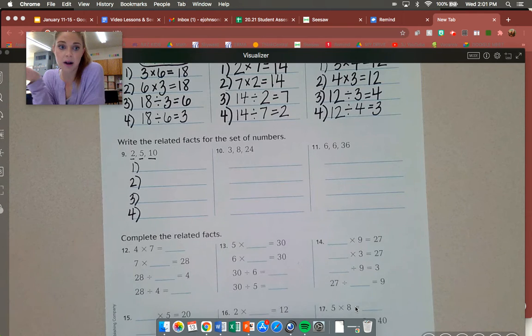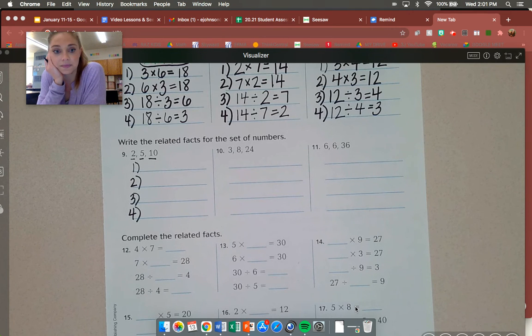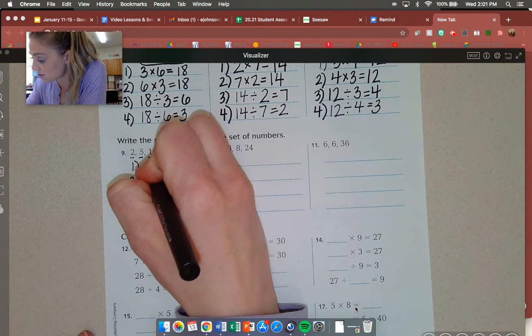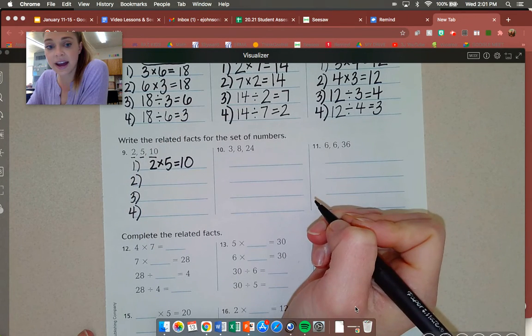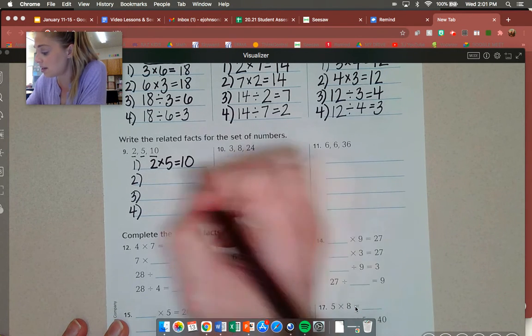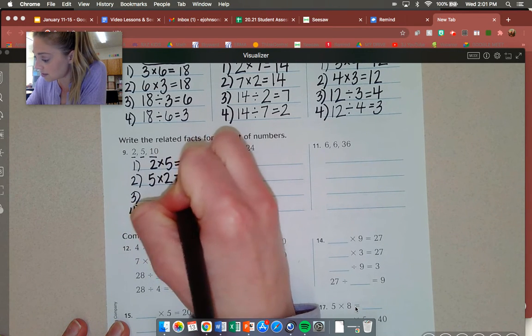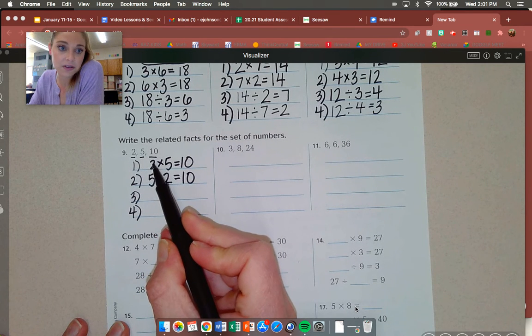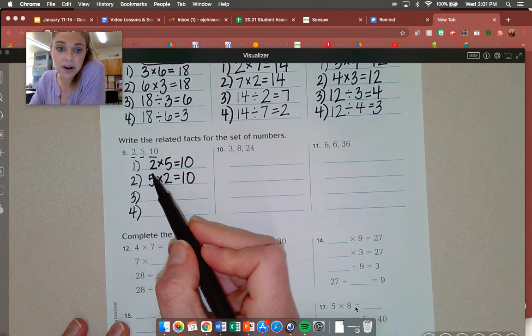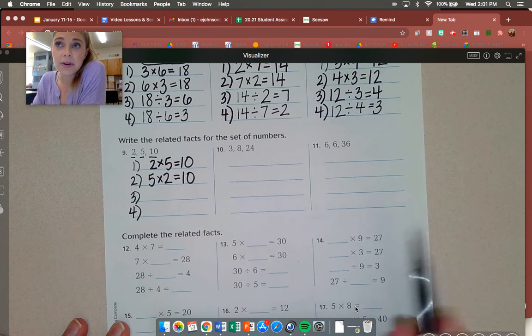What is a multiplication problem I could write for 2, 5, and 10? If you're thinking 2 times 5, that would be right. Or you might be thinking 5 times 2. Either one of those is right. So I'm going to write 2 times 5 equals 10. And then for my next multiplication fact, I'm just going to switch those numbers around and do 5 times 2 equals 10. You might have done 5 times 2 in the front, and that's fine at the first one. It doesn't really matter what order because we don't have an array that we are looking at for this problem.